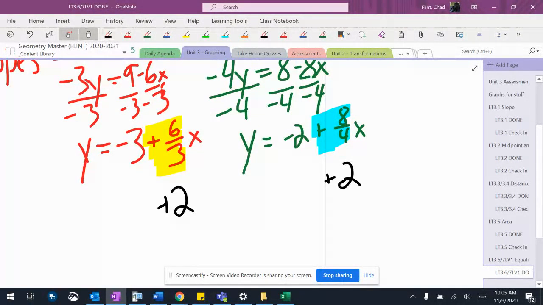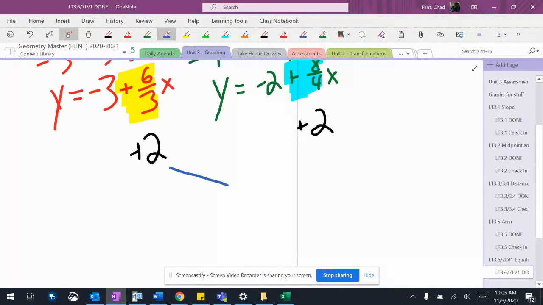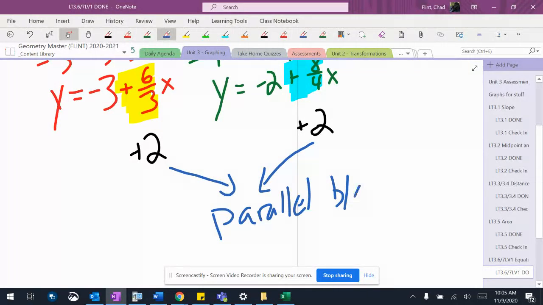Just wanted to know, are they parallel or perpendicular? It could be neither, but these are definitely parallel because slopes are equal.